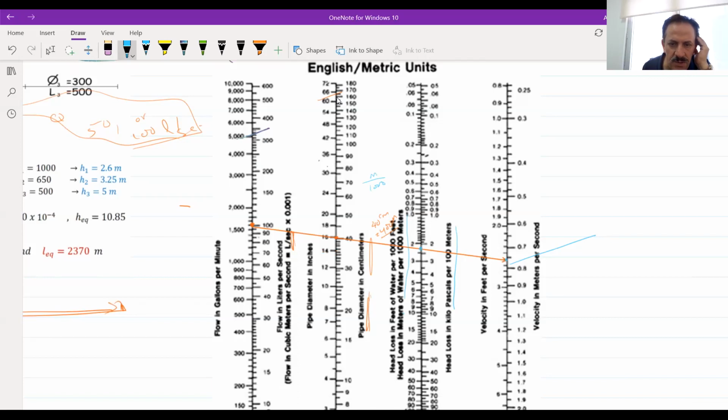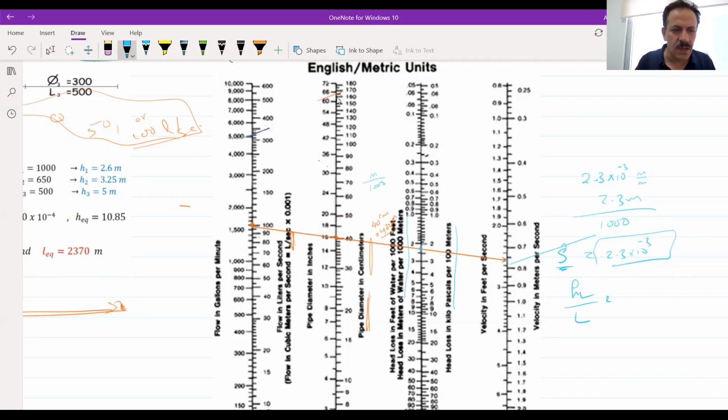Means this value is 2.5. It looks like to be 2.25, right? It's 2.3 times 10 to the power minus 3, because it says it's meter per 1,000 meter, and meter per meter, right? It's 2.3 meter per 1,000 meter, which is equal to 2.3 times 10 to the power minus 3 without units. This will be the S, or the head loss per length, right?